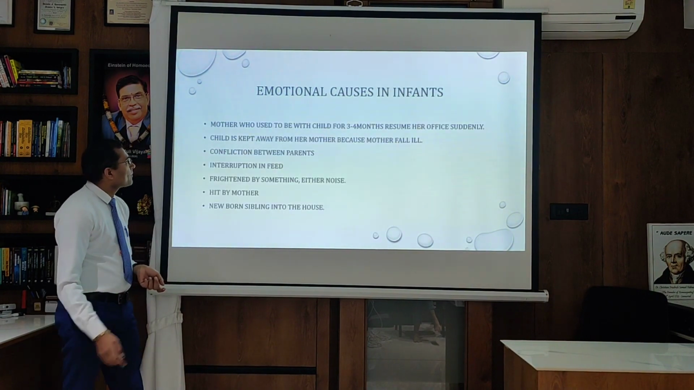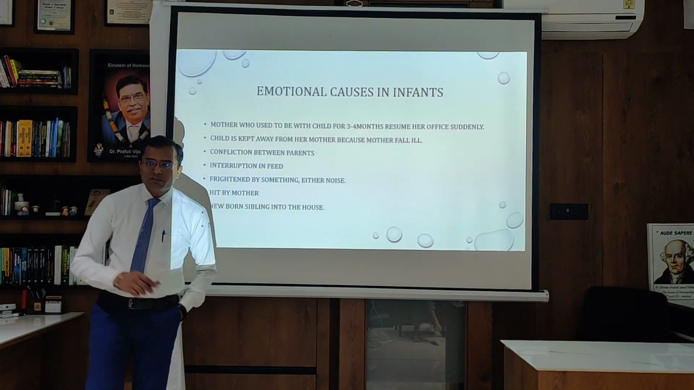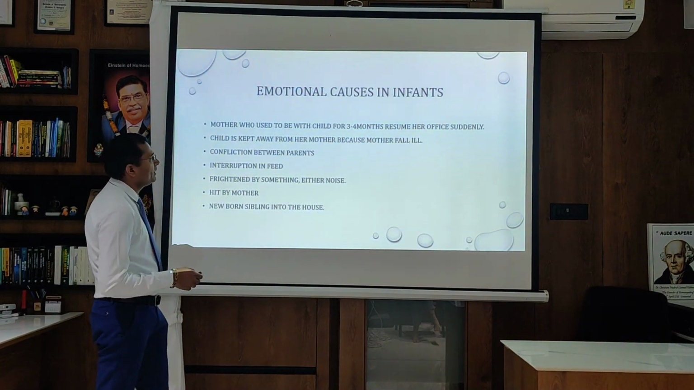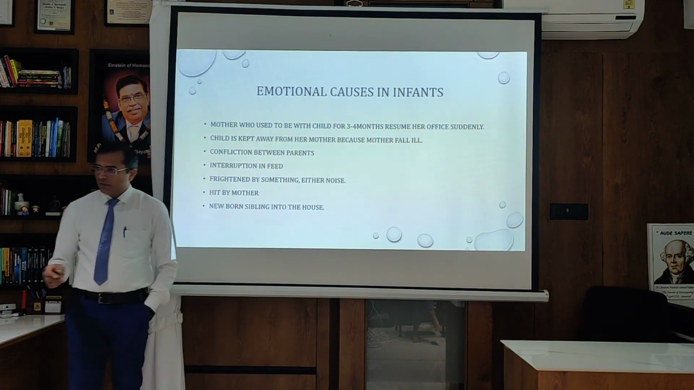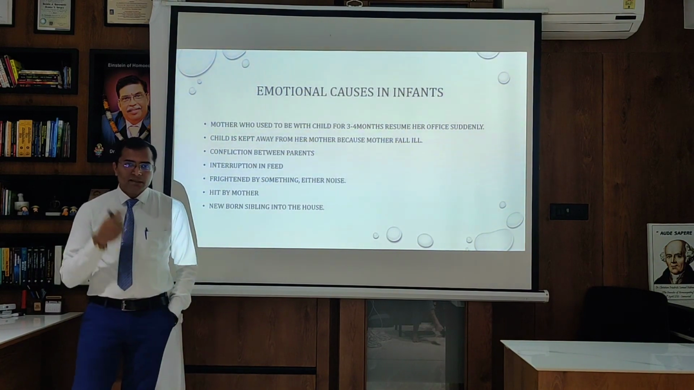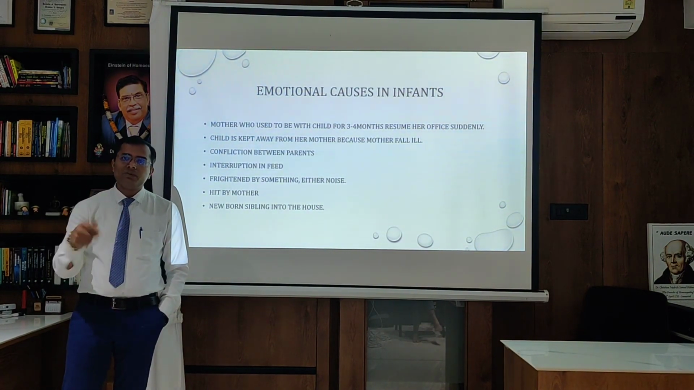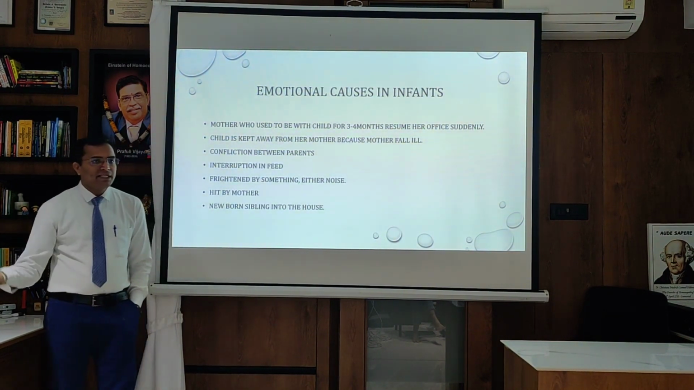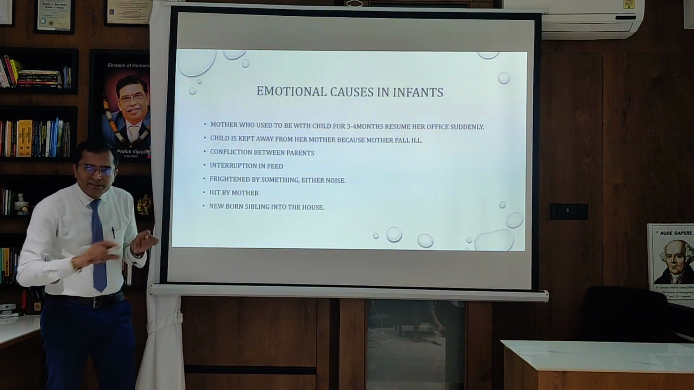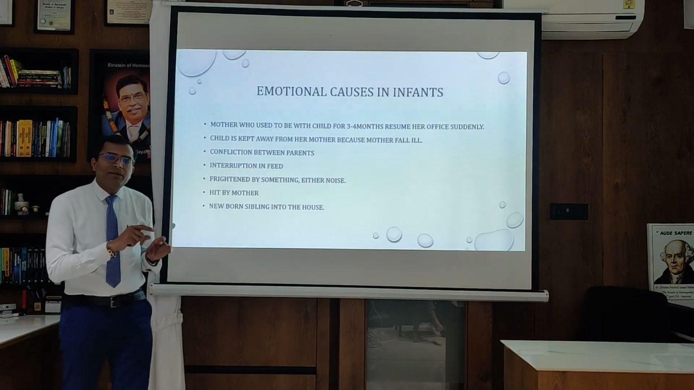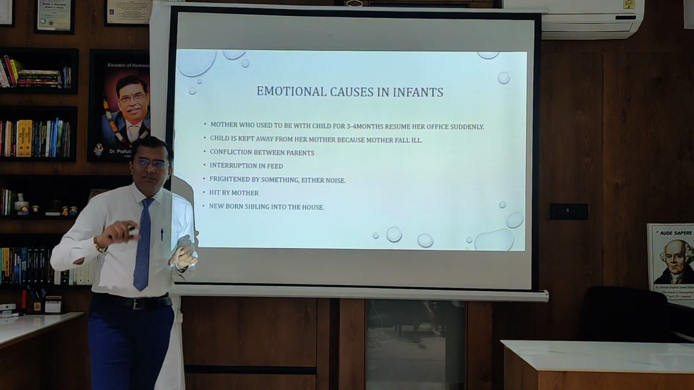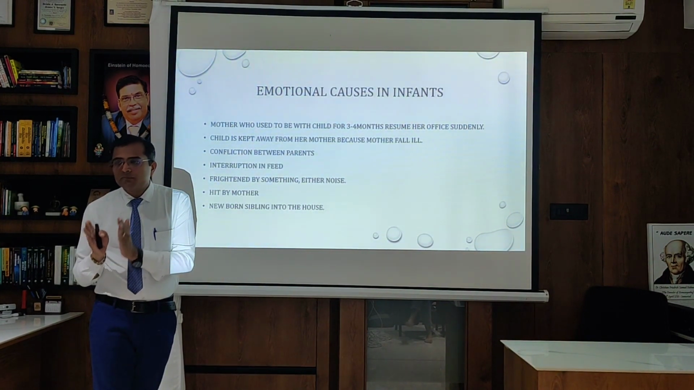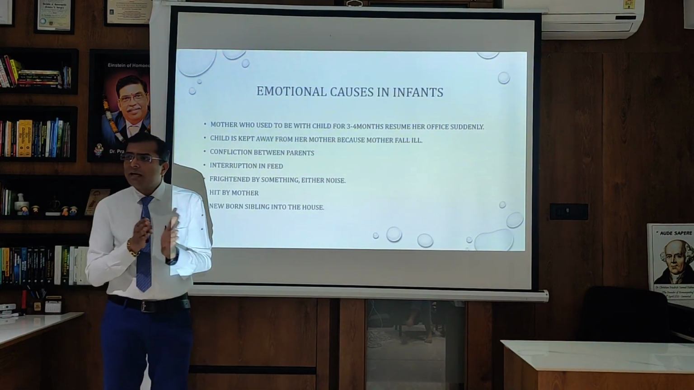Okay. So the emotional causes in an infant. What emotional causes happen in the infant? The mother who used to be with the child for 3-4 months resumes her office duty suddenly. Now what happened in that case? See, this is the situation. Now you have to convert this situation into a rubric. This comes into repertorial analysis, or what we call case analysis. So first we have to write down everything. The mother started working, after that the child's behavior has changed, the previous behavior was this. So you need to understand the child's need was compromised. What was that need? The need of being taken care of, loved.